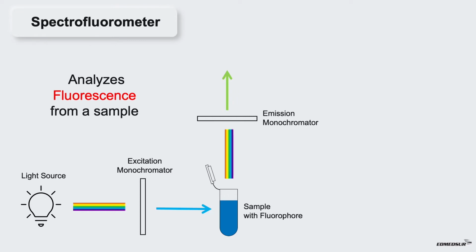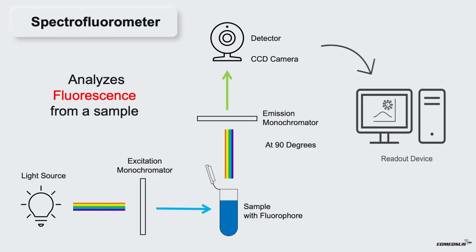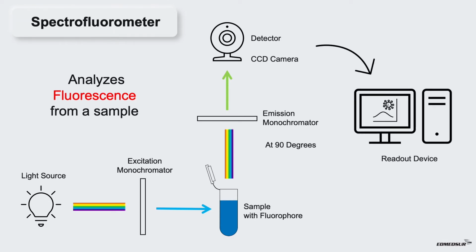It is always kept at 90 degrees from the incident light. This minimizes the chances of transmitted or reflected light reaching the detector. Detector. It converts light energy coming through the emission monochromator into an electrical signal. A charge coupled device or CCD camera is commonly used as a detector in spectrofluorometry. From the detector, the electrical signals are passed to the readout device, which displays them in the form of a graph.